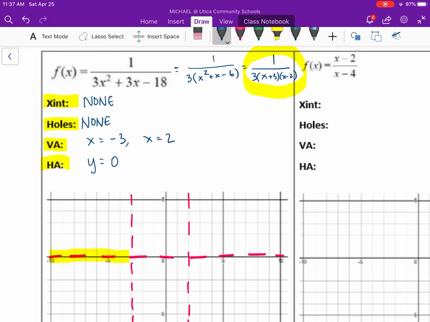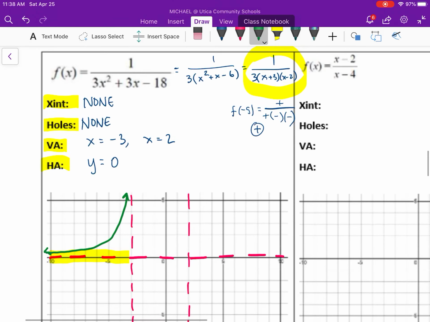So in this case, when I plug in a -5, I get a positive value on top, a 1, that's always positive. 3 is always positive. -5 plus 3 is going to be a negative value, and -5 minus 2 is also going to be a negative value. So when I multiply all that out, I end up with a positive result, which means that my graph has to be above there.